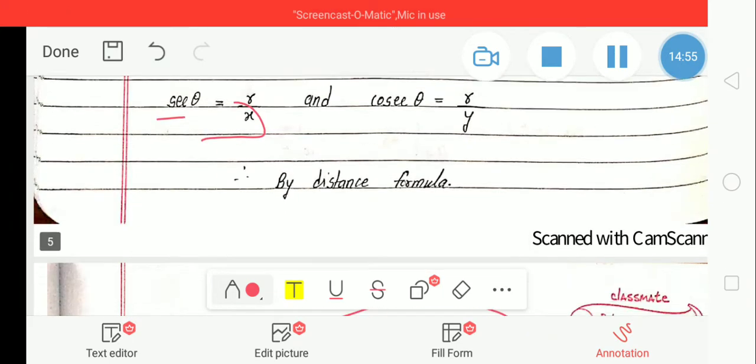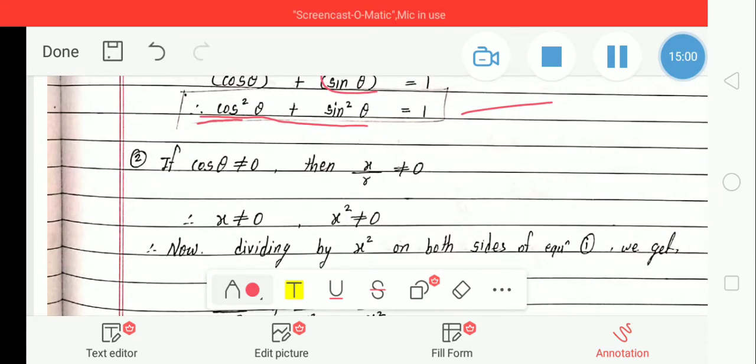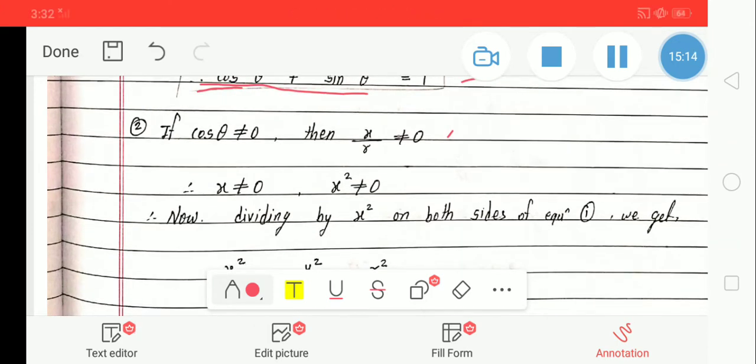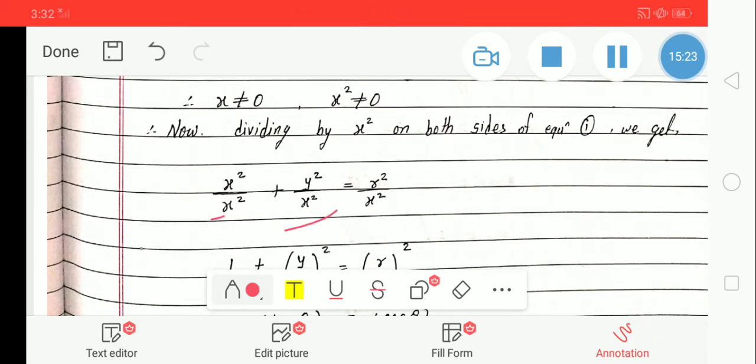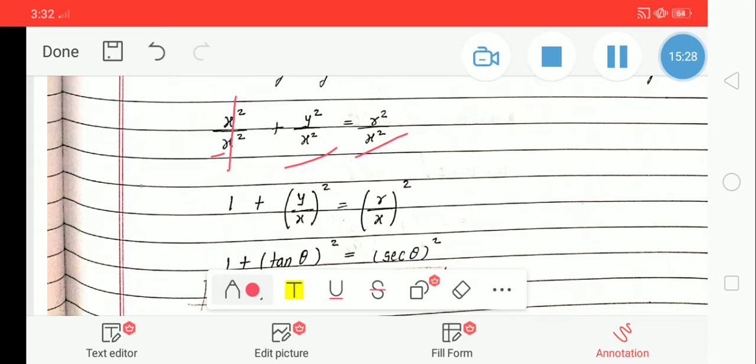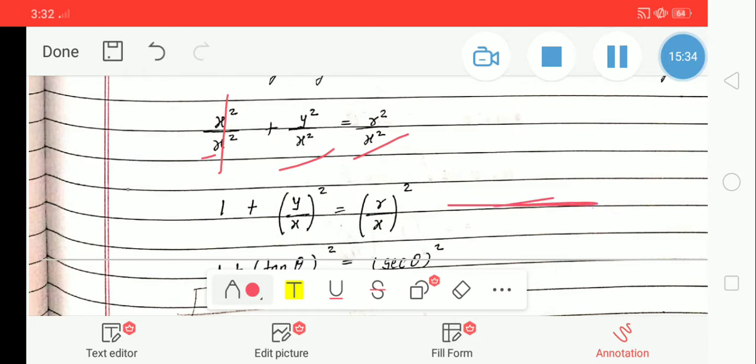Now to prove the second one. If cos theta is not equal to 0, then x divided by r is not equal to 0, x is not equal to 0, also x square is not equal to 0. Now dividing by x square on both sides of equation 1. Now this value is 1, so we can use this in this equation.